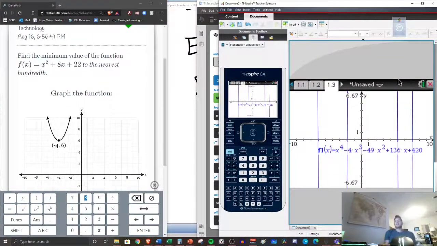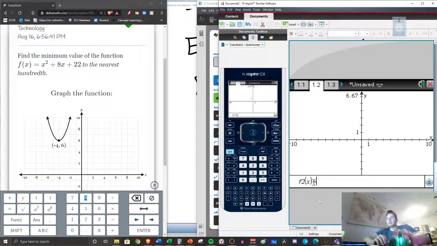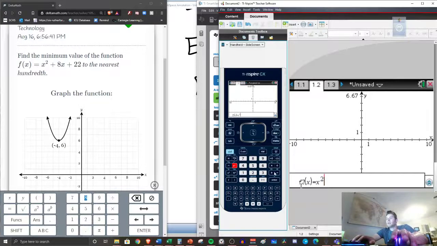Let's look at it on the Inspire. Let me start a new graph here. Okay, so I got a new graph. I want x squared plus 8x plus 22.